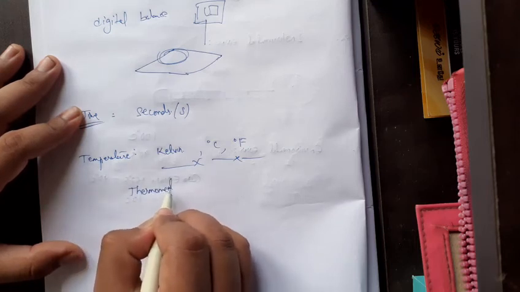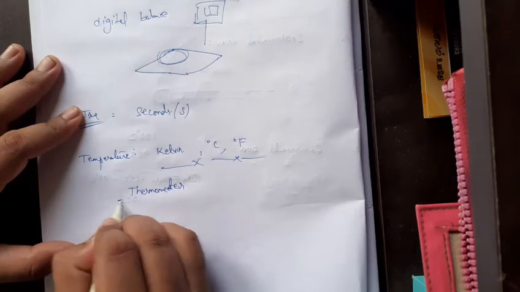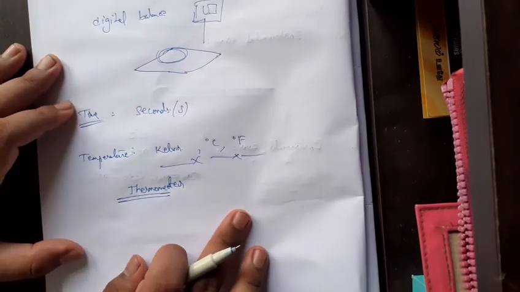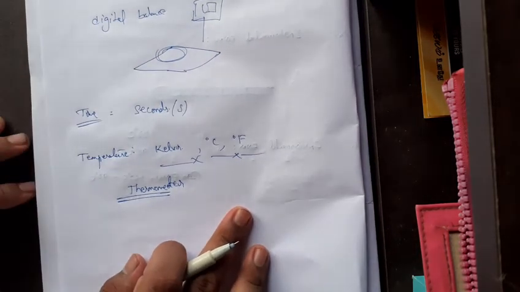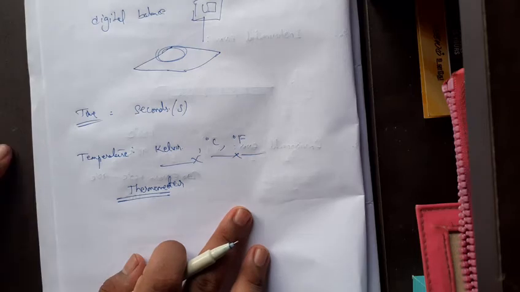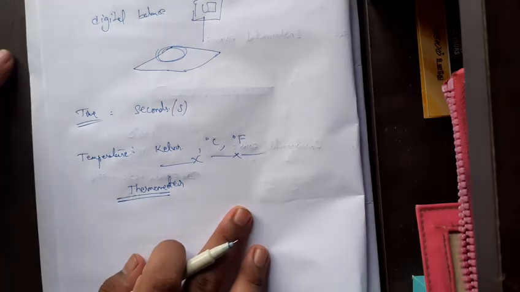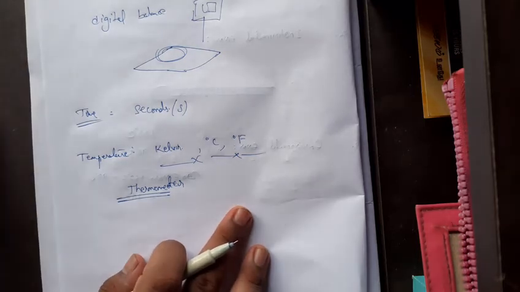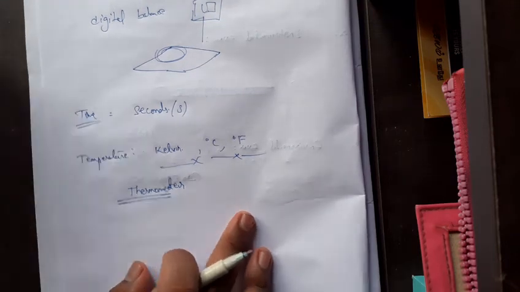thermometer. A thermometer is an instrument with the help of which temperature can be measured. Now thermometers are also of two types. The old one was usually made out of mercury, but there was some problem regarding that. Nowadays we usually use thermometers which are digital type.